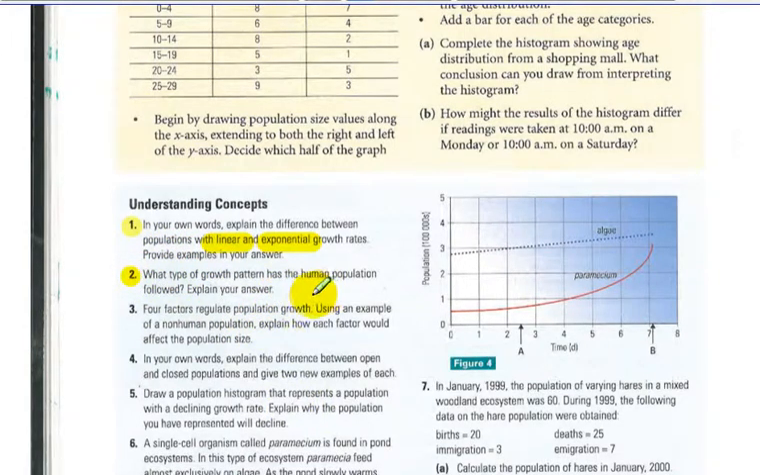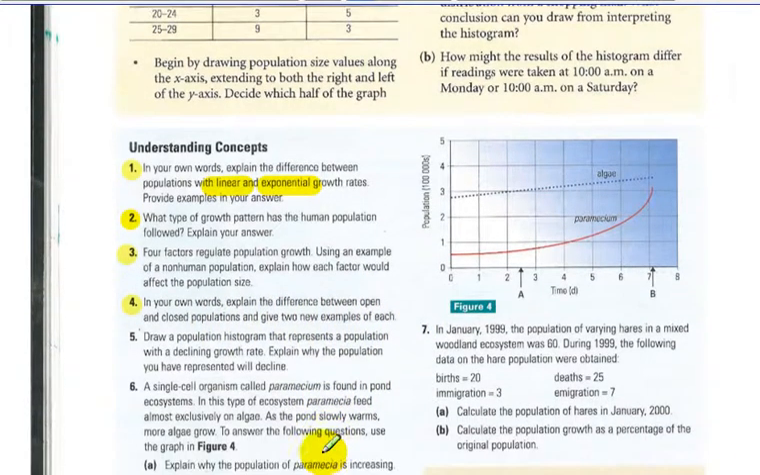What type of growth pattern is the human population undergoing right now? Explain your answer. 4 factors regulate population growth. Use an example of a non-human population to explain how each factor affects the population size. Okay, so those 4 factors that were mentioned earlier. 4, in your own words, explain the difference between open and closed populations and give an example. Give 2 examples of each.